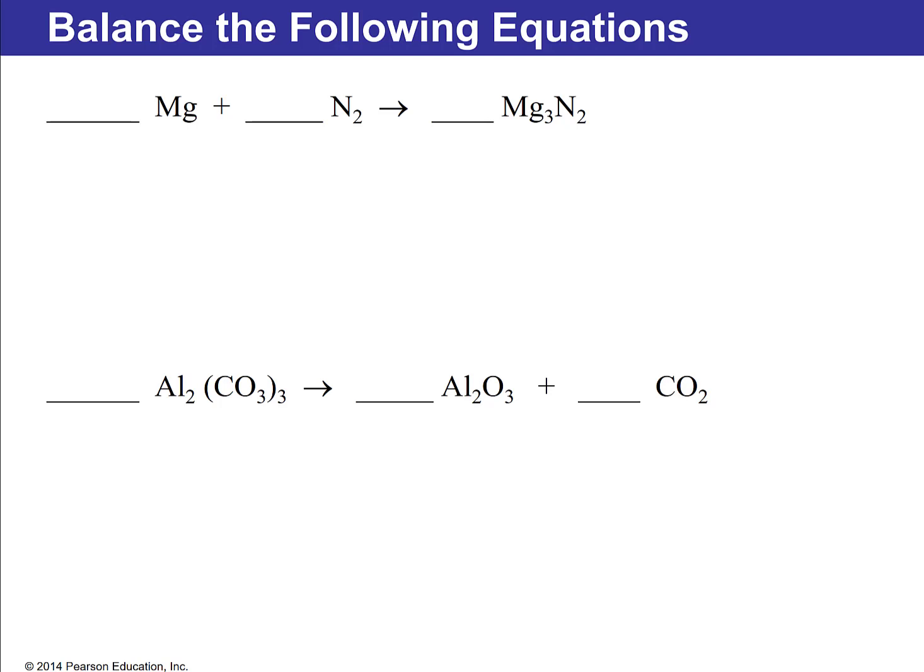So here, magnesium plus nitrogen makes Mg3N2. So the steps that you do when you go to balance, first thing, draw a line. Because that's just going to help you to split. Remember, everything on the left and everything on the right. Everything on the left is reactants, everything on the right is product.